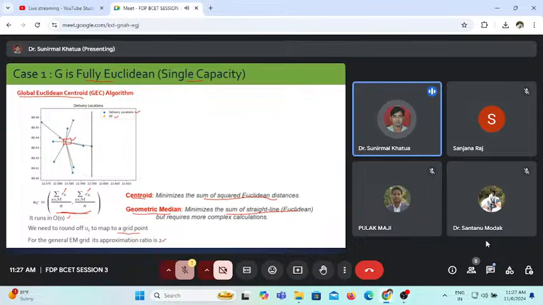But the problem with the geometric median is that the algorithm requires more complex calculations compared to the centroid. Because the centroid is very easy: just take the mean of the coordinates and we are done. One such algorithm for finding that geometric median in the grid space is Weiszfeld's algorithm. So let me discuss how the Weiszfeld algorithm calculates, then we can see the complexity of that algorithm compared to the simple GEC algorithm.